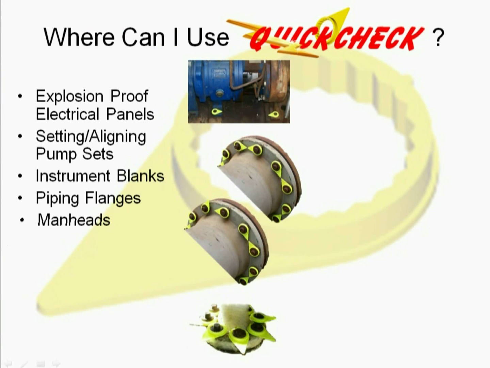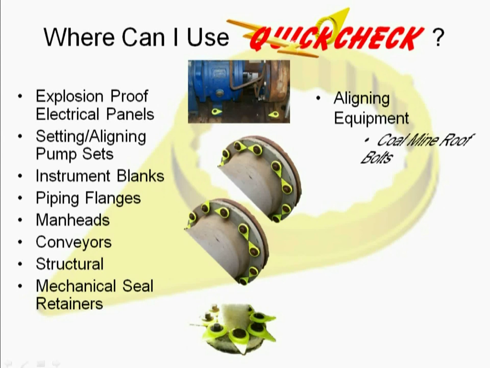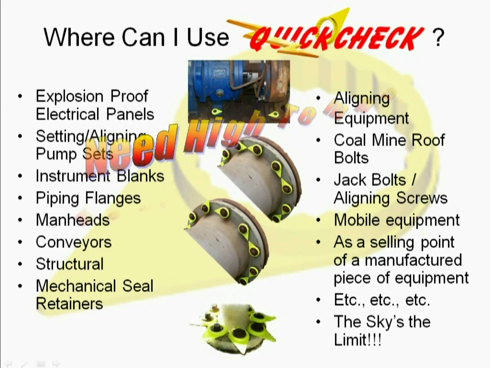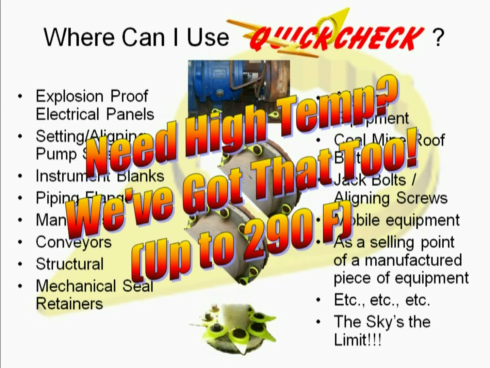So where can you use Quickcheck? Well, the uses are pretty limited. Only things like explosion-proof electrical panels, setting aligning pump sets, instrument blanks, piping flanges, manheads, conveyors, structural members, mechanical seal retainers, aligning equipment, coal mine roof bolts, jack bolts and aligning screws, mobile equipment, or as a selling point of a manufactured piece of equipment. Pretty much the sky's the limit. Oh yeah, and if you need something that's a little more high temp, we've got that too, up to 290 degrees F.